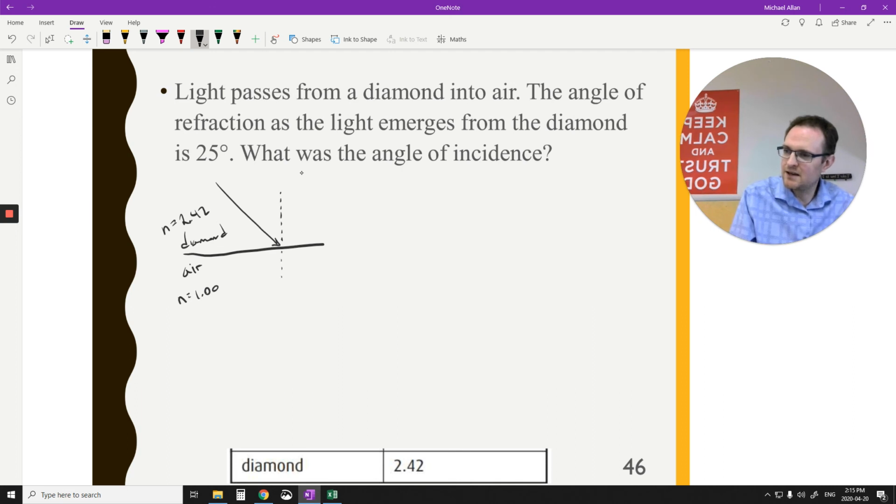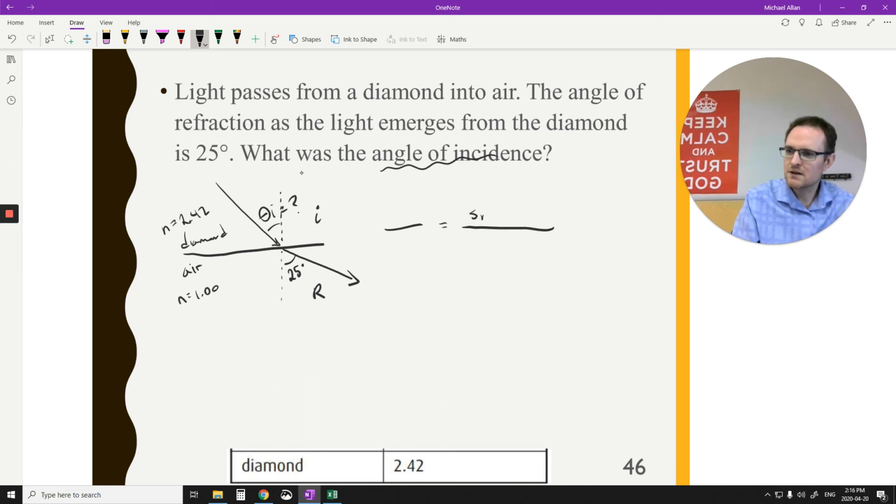Now we have to think, okay, I'm going from a more dense or a higher index of refraction to something that's lower. So actually, I think this is going to bend outwards. So this is 25. So I think this angle here is going to be less than 25. We're looking for what's the incident angle. So that's this one here that we're looking for, the top one. So what do we have here? We have to label one of these. Actually, what I'm going to do this time is label this I and this R for incident and refracted.